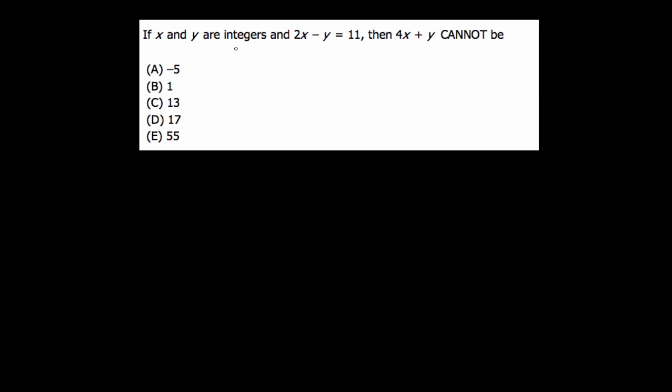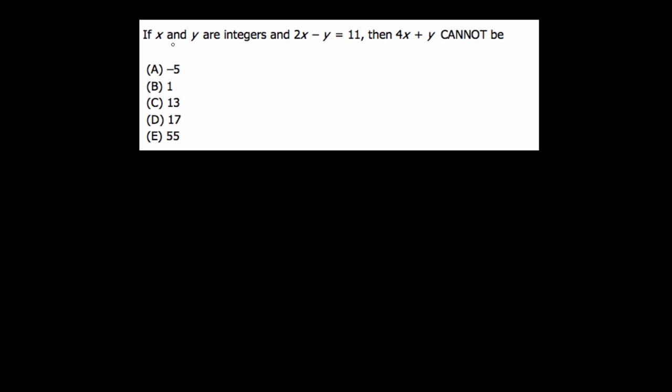If x and y are integers and 2x minus y equals 11, then 4x plus y cannot be which of these options that we have here? That's the question that we're told to find the solution for.